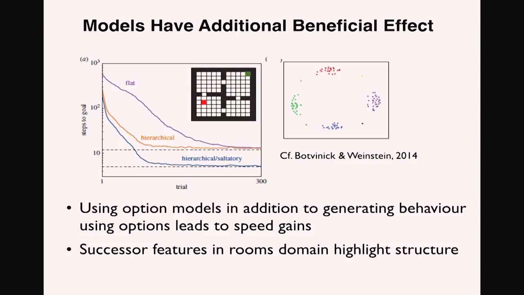The other interesting point in this is that models are really important, and having models provides additional benefits from just having temporally extended behavior. And so in this environment, the experiment is that we have this navigation task. The agent has to go from the green state to the red state, okay? And it could use just primitive actions, and it could figure out how to do this, or it could use options, but it could still model just the primitive actions, or it could actually model the options. And so the bottom curve, the one labeled hierarchical saltatory, that's really these jumpy models of options that imagine getting all the way to the end of the option as opposed to unrolling things one time step at a time. And that provides a big speed benefit in terms of how the agent can circulate in this environment.